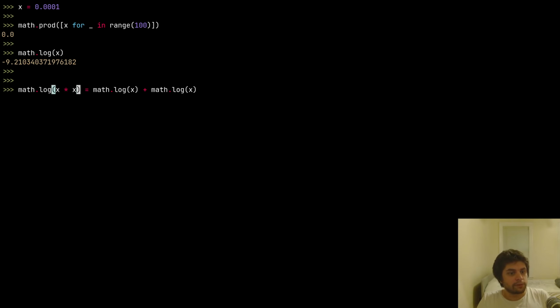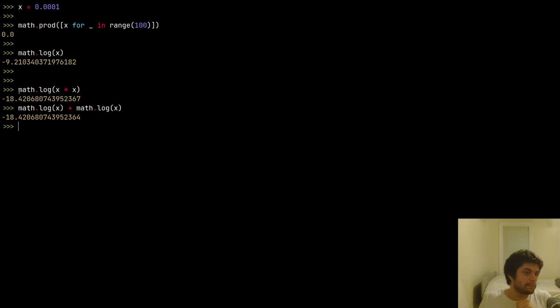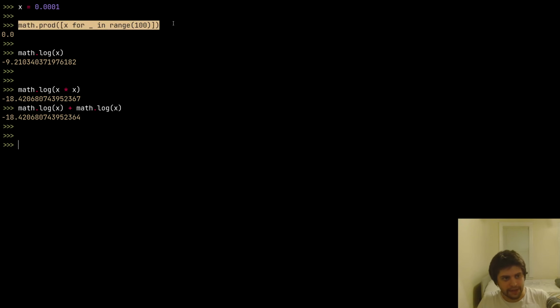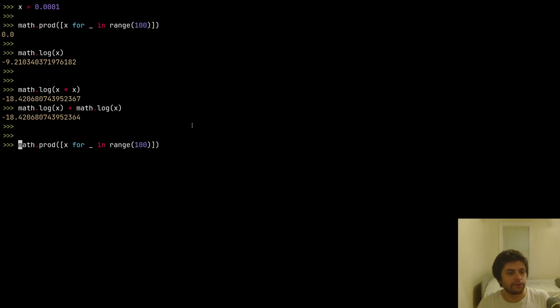So to check this here as well, there we have it. math.log of x times x is the same as math.log of x plus math.log of x, the same values. Now, how can we convert? How can we basically speak logarithm? How can we translate math.prod into this language of logarithms? Well, as is, of course, that's going to give us 0.